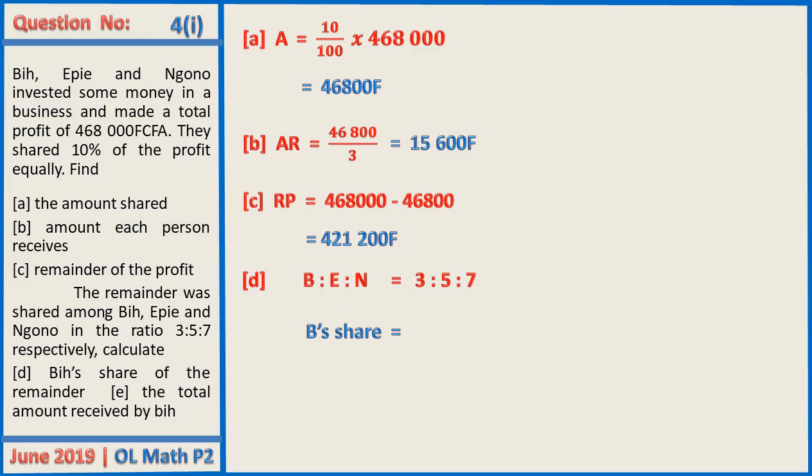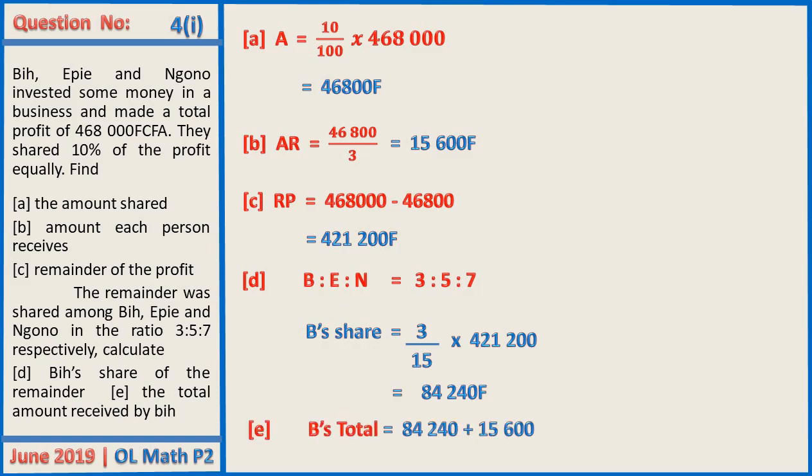So B receives, we can say that all these parts, 3 parts plus 5 parts plus 7 parts, give us a total of how many parts? 3 plus 5 plus 7 is 15. And B receives 3 out of 15 of these parts. Of what? Of the remainder that we calculated in C. Of the remaining profits, which is 421,200. And on your calculator, you have 84,240 francs.